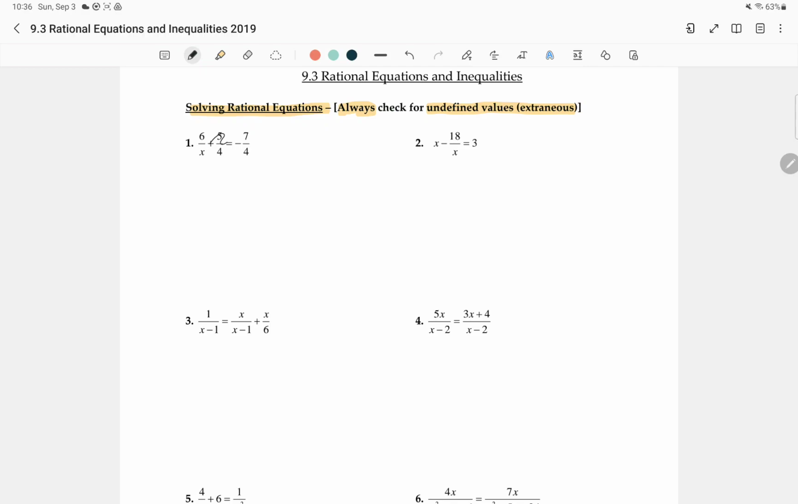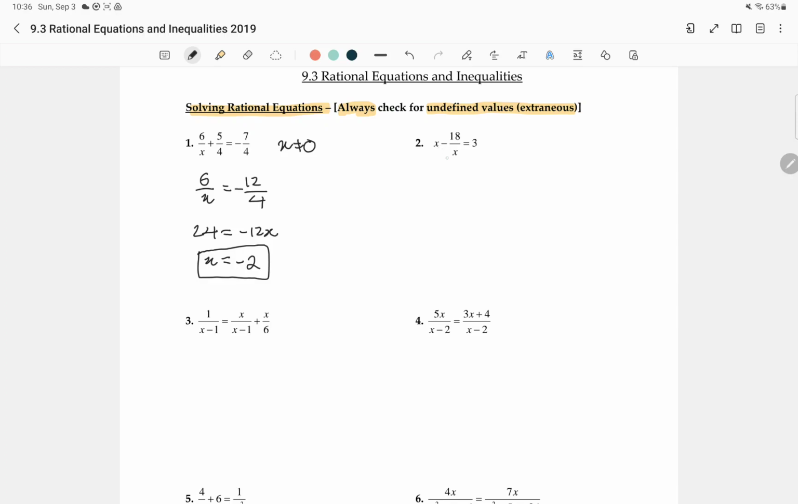Obviously we want to check for values x can't be. And immediately off the bat, we know that x cannot be 0 because we can't divide by 0. So now that we have that out of the way, let's move this 5 over 4 to this side so we can isolate our x. So we have 6 over x is equal to negative 12 over 4. Cross multiply gives us 24 equals negative 12x. And dividing by negative 12, x equals negative 2. Alright, and negative 2 is not 0, so this is a possible solution. So let's box our answer.